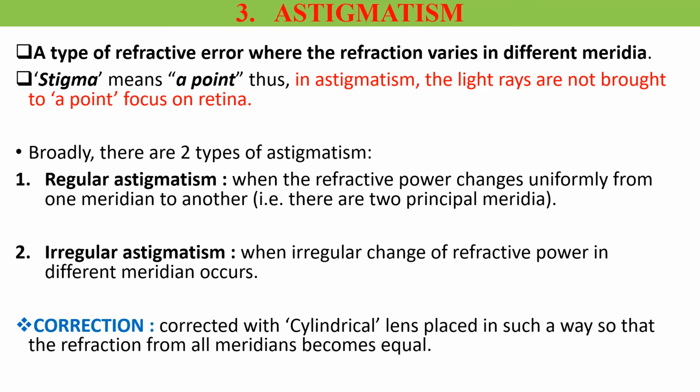Broadly, astigmatism is of two types. Regular astigmatism, where the refractive power changes uniformly from one meridian to another, and irregular astigmatism, where the refractive power changes irregularly from one meridian to another. Astigmatism can be corrected by using cylindrical lens.